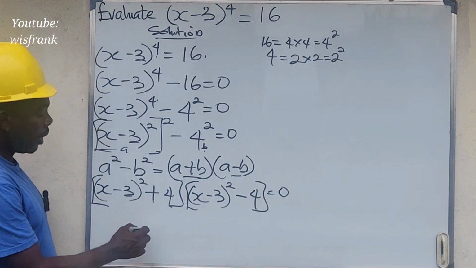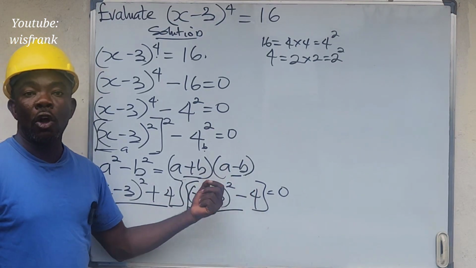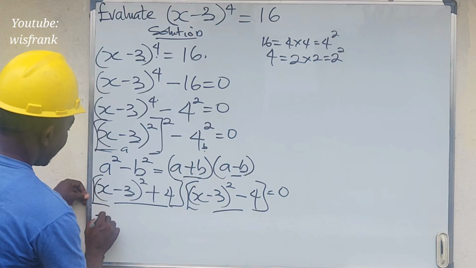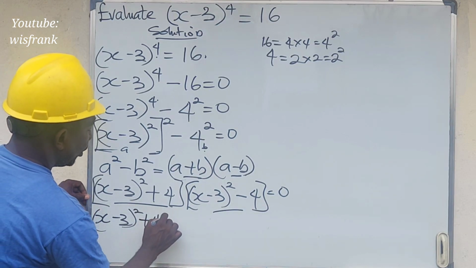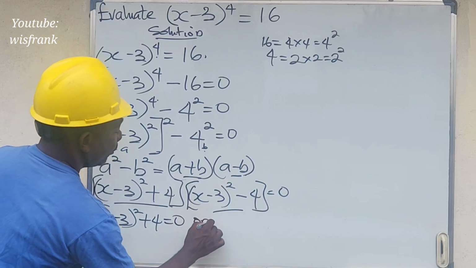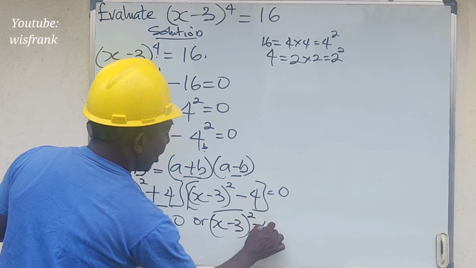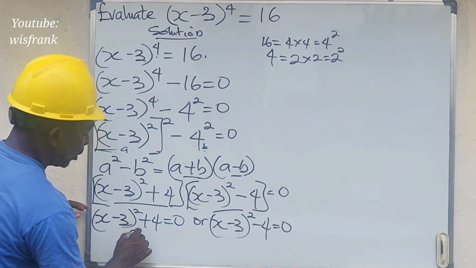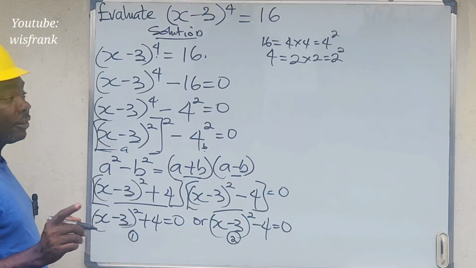So we have the first one and the second one. It is either the first bracket equals 0 or the second bracket equals 0. We take one after the other. We have (x − 3)^2 + 4 = 0, or we have (x − 3)^2 − 4 = 0. Let's take this as case 1 and let's take this as case 2. We take one after the other.